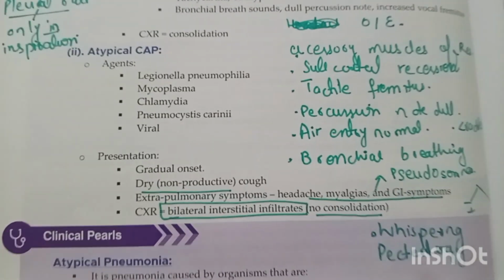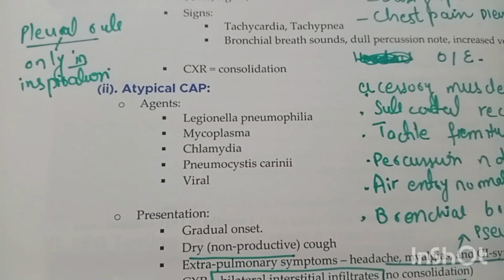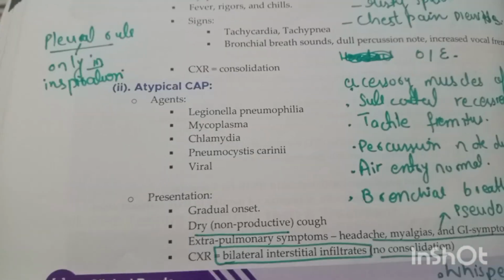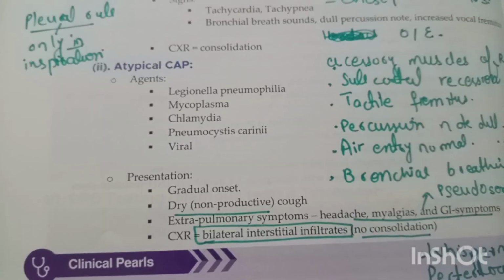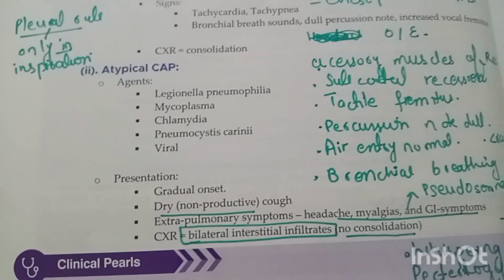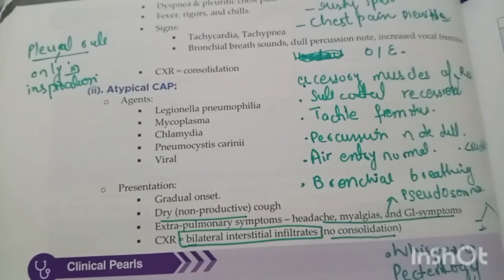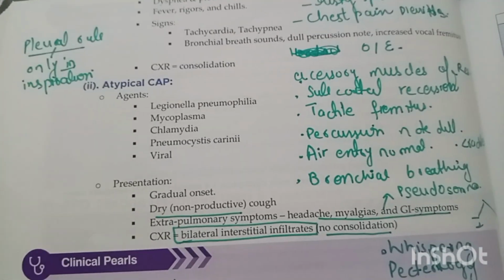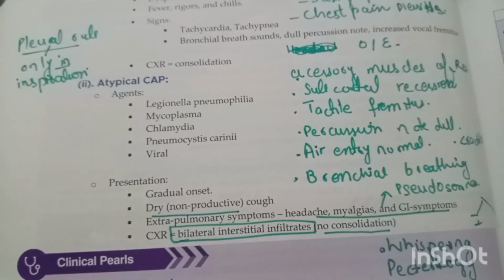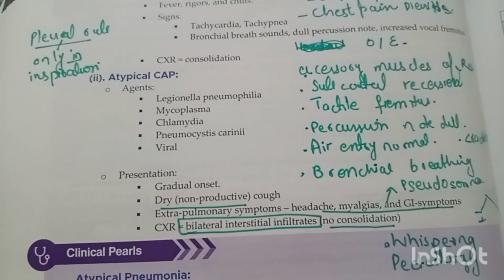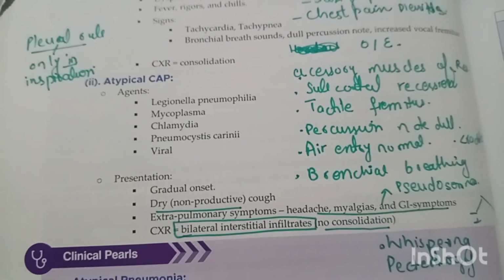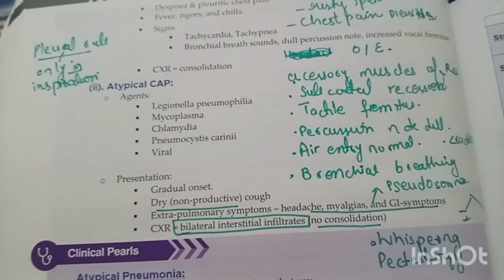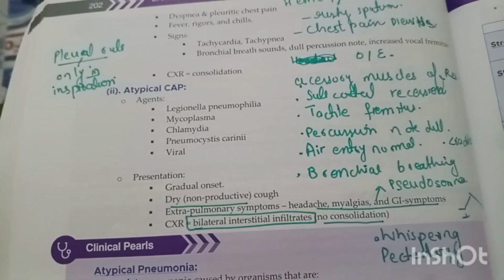Atypical community-acquired pneumonia is caused by Legionella pneumophila, Mycoplasma, Chlamydia, Pneumocystis, and viruses. Viral is COVID-19. The presentation is gradual in onset. Atypical pneumonia has an atypical presentation, so it is gradual in onset. The patient may present with a dry non-productive cough, headache, myalgia, and GI symptoms like diarrhea that are not typical of pneumonia. You can also see interstitial infiltrates, or there will be no consolidation on the chest X-ray. This is the atypical presentation, not typical of pneumonia.